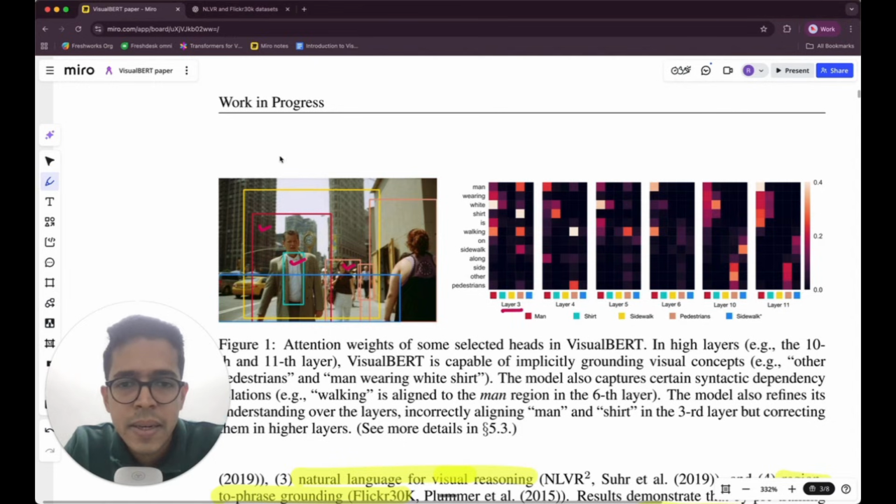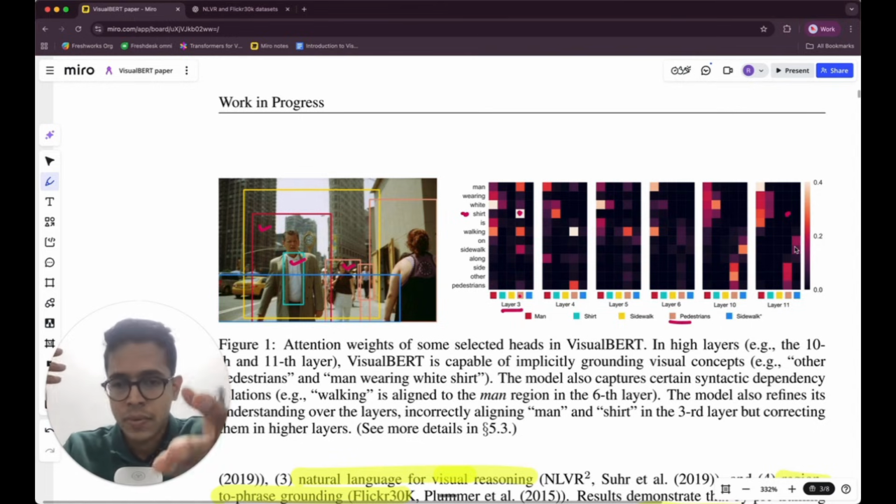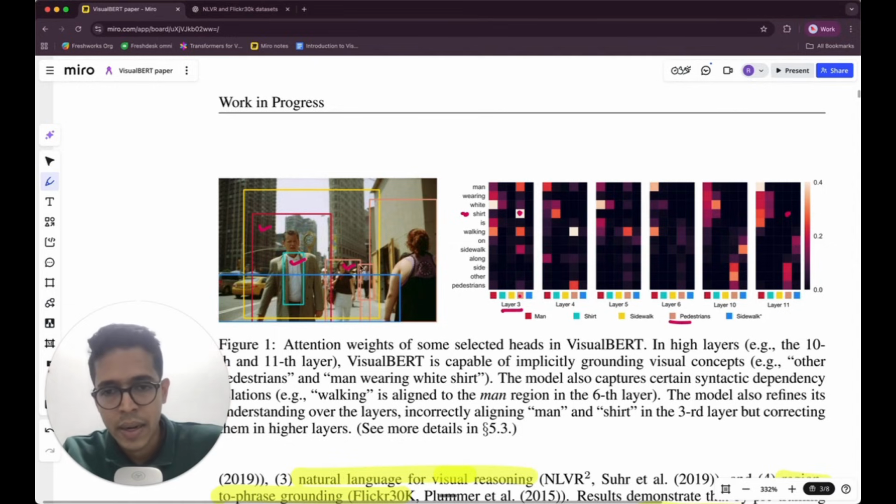The biggest mistake that the model has made is that in layer number 3, shirt and pedestrians are highly aligned. This light red color is pedestrians. So shirt and pedestrians are very highly aligned in layer number 3. But when you go to layer number 11, that correlation between shirt and pedestrians is almost zero, as it should be. I mean, yes, there is one pedestrian wearing a shirt, this small guy in the background, but shirt should not be correlated with pedestrians. Shirt should ideally be correlated with this, or if there was a bounding rectangle here, with that. Even that is not shirt.